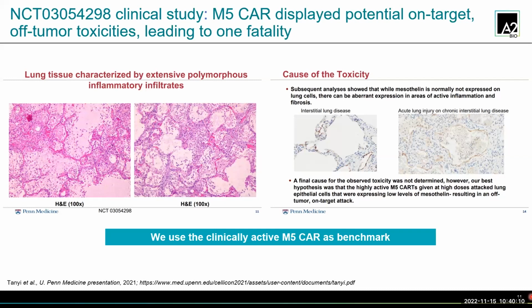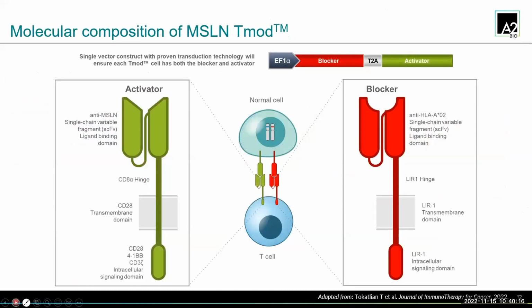So in the studies described in this manuscript, mesothelin TMOD is encoded in a single lentiviral vector, which includes both the LIR1 based blocker, which has an anti-HLA-A2 scFv derived from PA2.1, paired with a Gen 3 mesothelin activator. So this includes a CD8 hinge and CD28 TM and CD28 41BB, CD3 ICD. All the studies described here are done using the single vector so that you can ensure coordinated expression of the activator and blocker within each transduced cell.